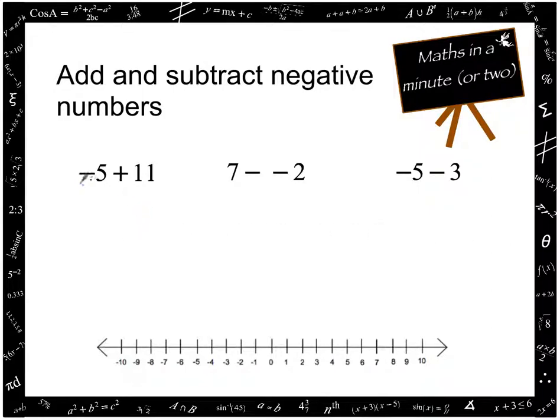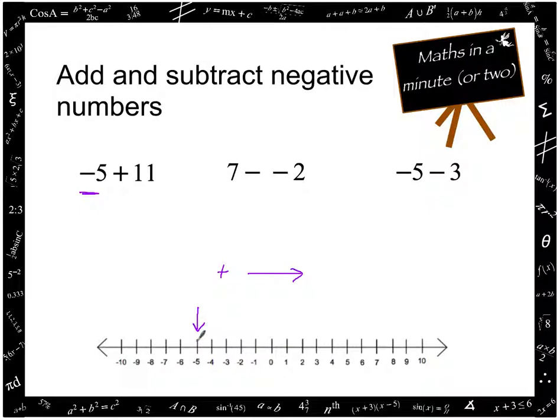The first one is -5 add 11. So if you think about your number line, you start where the first number is. So if I was to start at -5 and I add 11, I'm going to go up the number line. So when you add, you always go up the number line.